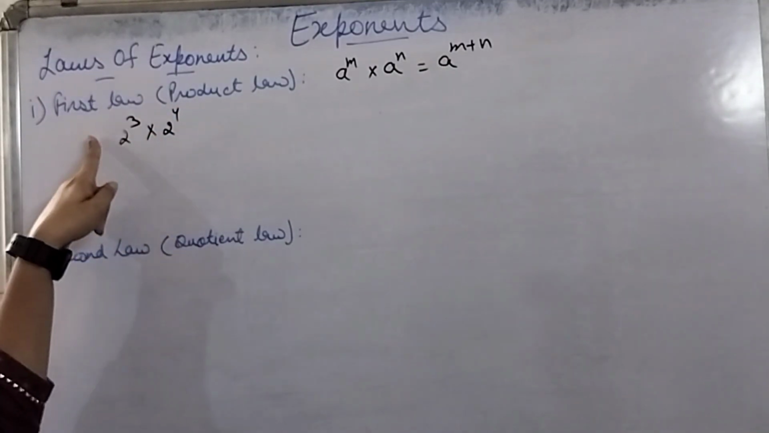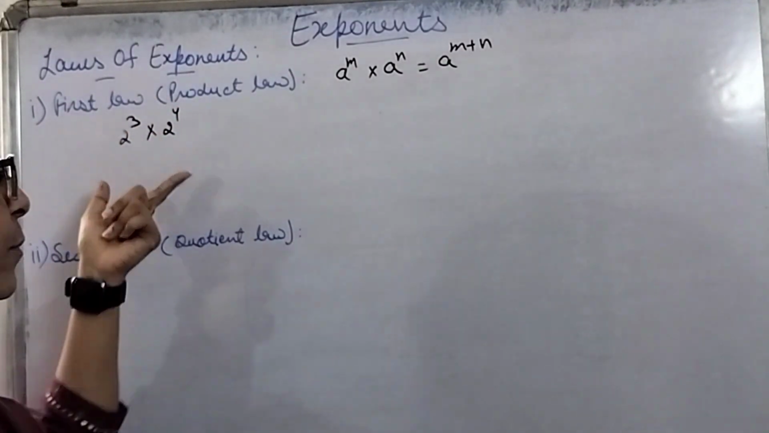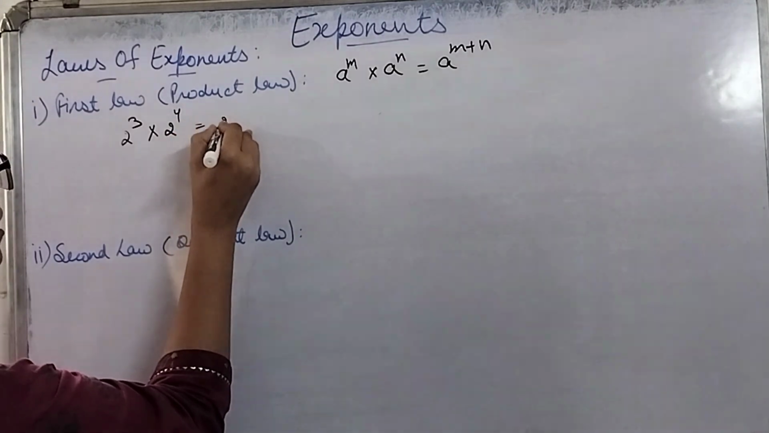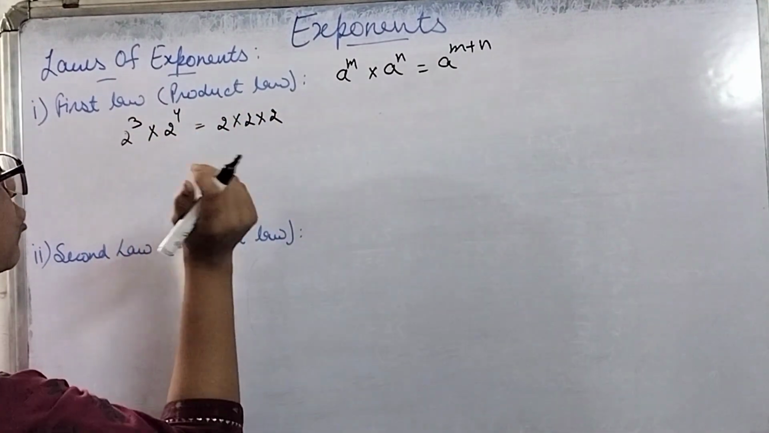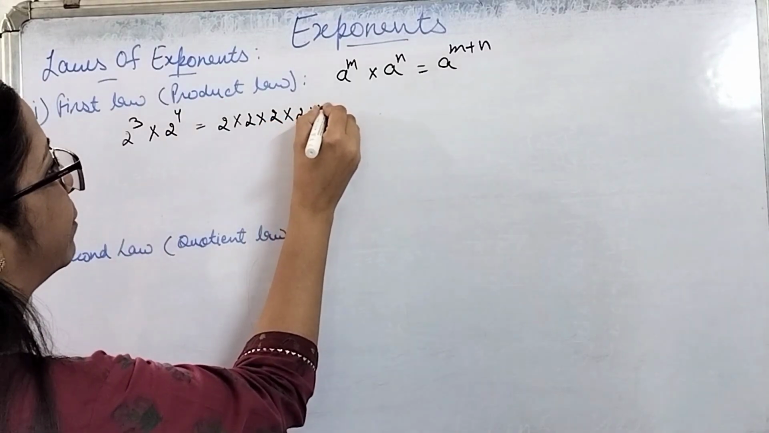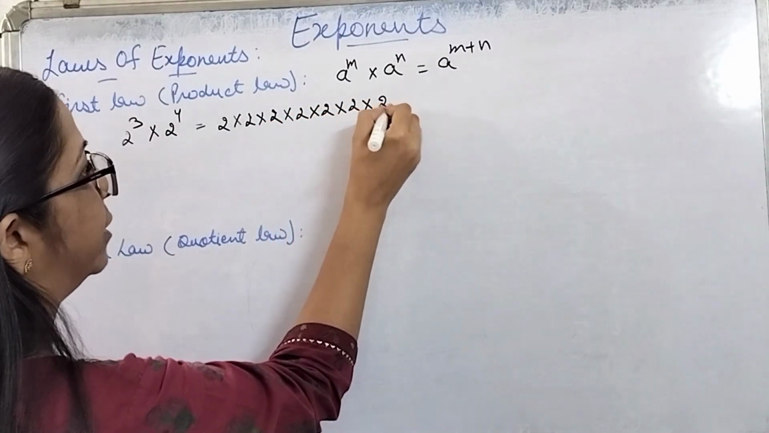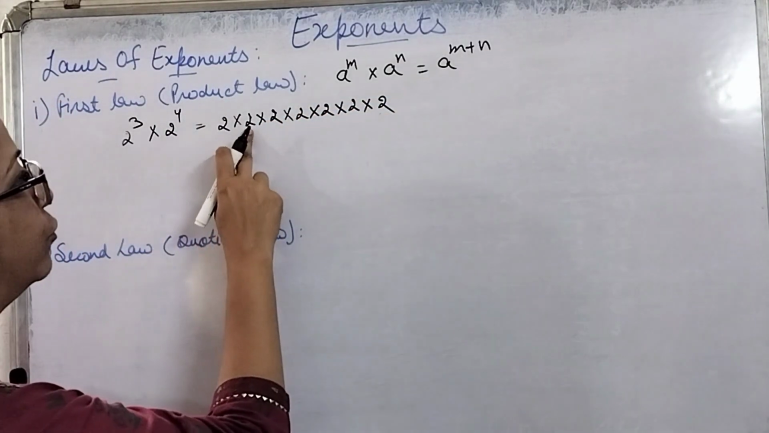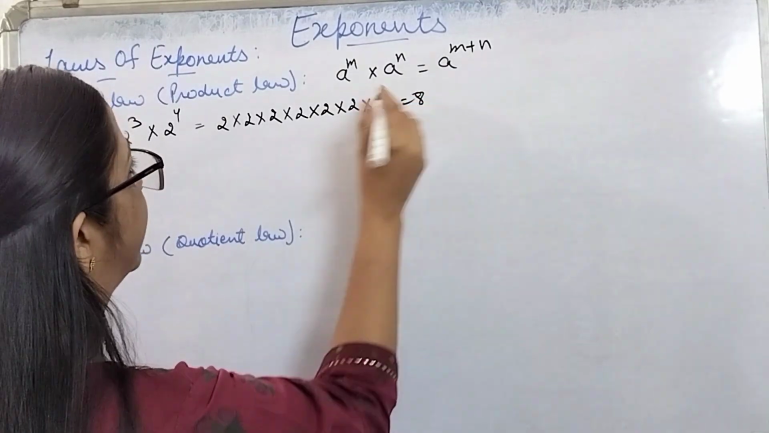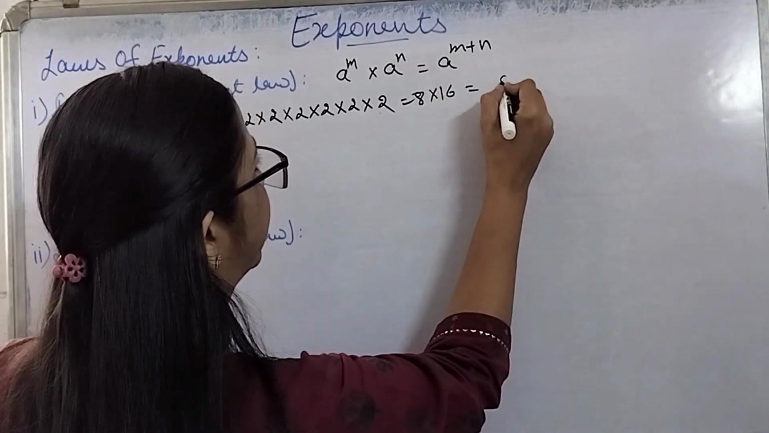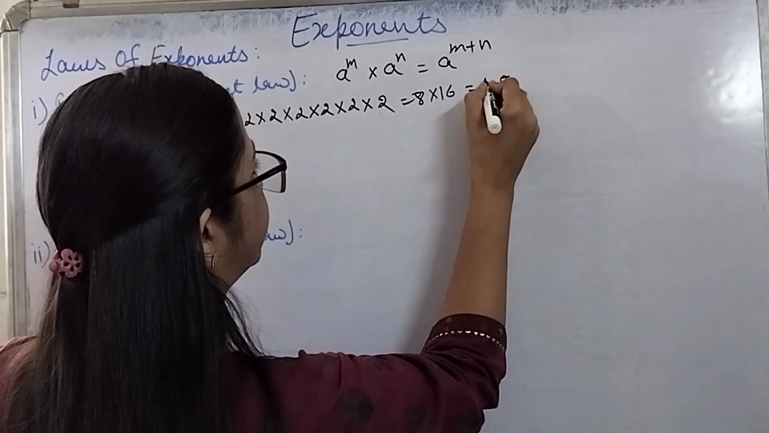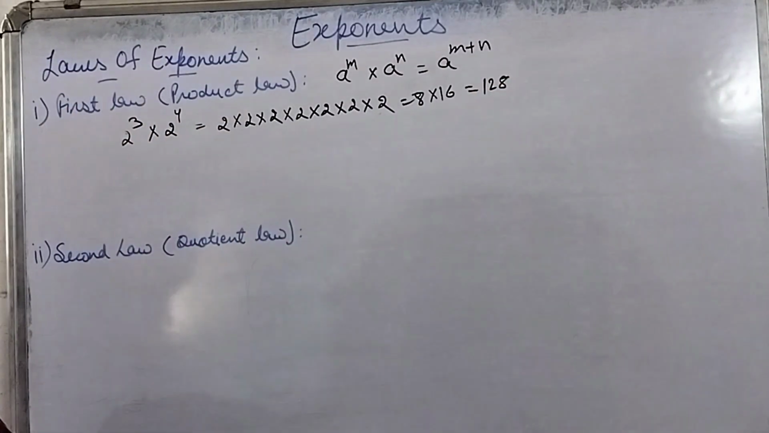What does that mean? If we solve it in the normal way, 2 raised to the power 3 means 2 multiplied by 2 multiplied by 2, and 2 raised to the power 4 means 2 multiplied by 2 multiplied by 2 multiplied by 2. That means 2 2s are 4, 4 2s are 8, 8 will be multiplied by 16, and that will be 8 times 16, which is 128. 128 will be the answer.